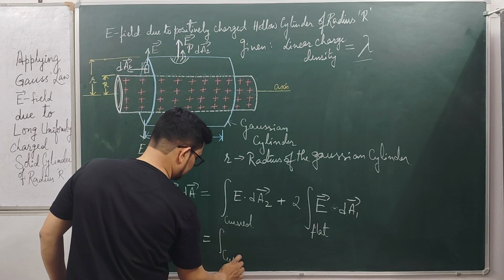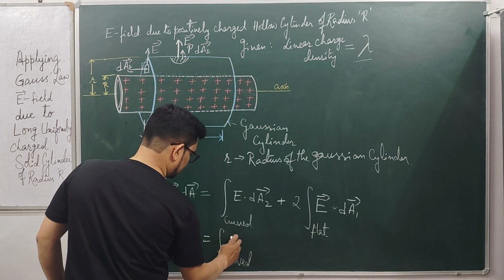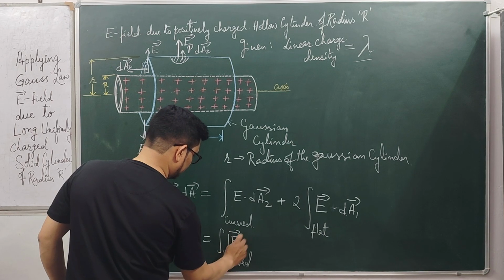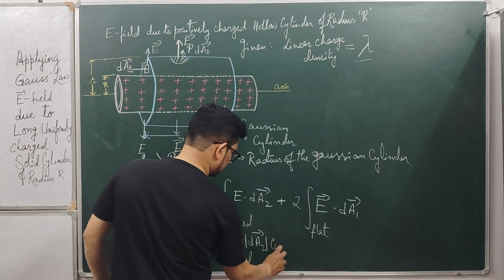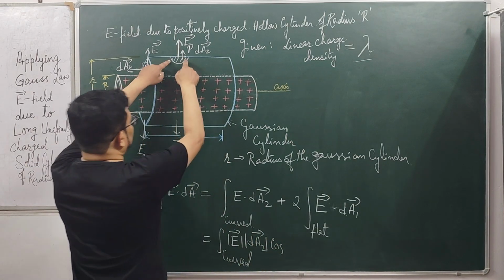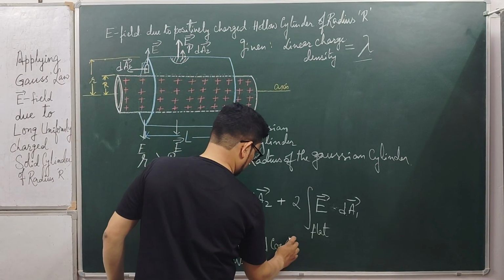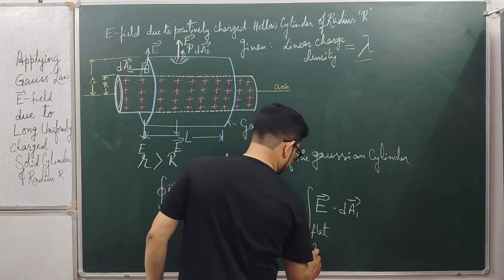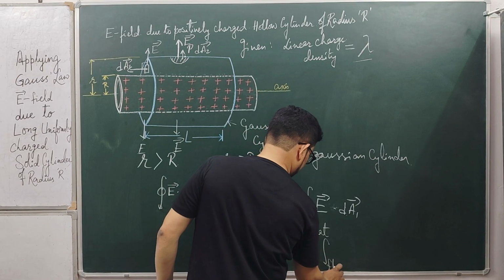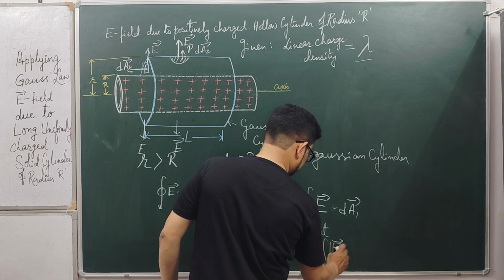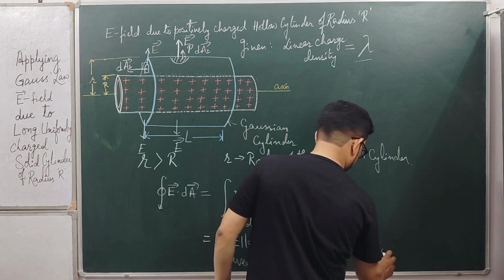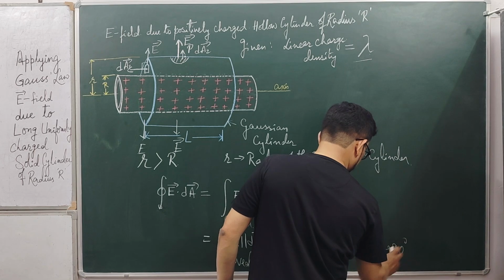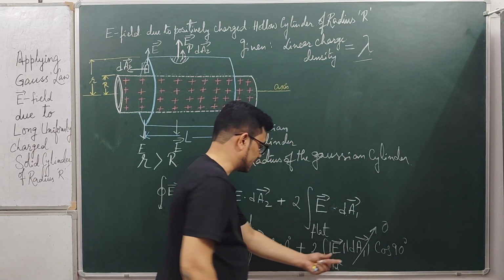You would get, for the curved surface, the integral of magnitude of E, magnitude of dA2 and cos. So what is the angle when we take the curved surface? It would be cos 0 degrees, plus twice the integral for the flat one, magnitude of E, magnitude of dA1, and here we'll get cos 90 degrees. So cos 90 degrees is 0, so the entire expression goes to 0.